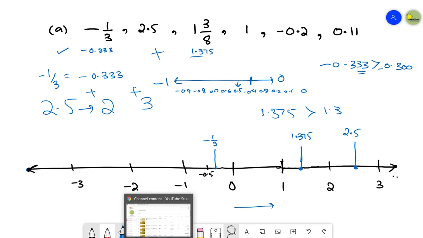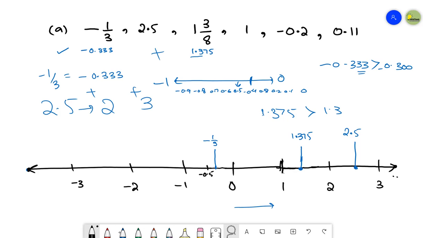Now let's have another number. Let me draw it more clearly so that it would be easier for you to read. Now I have 1. 1 is very easy to place. You can easily see 1 on your number line. Just mark a line and place your 1 over here. Then you have minus 0.2.